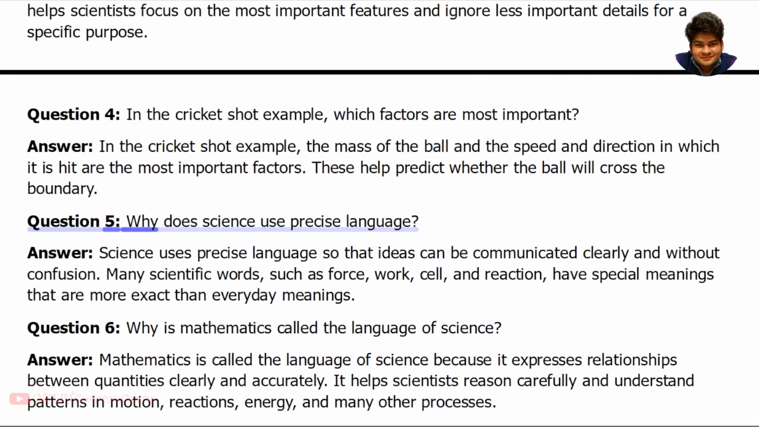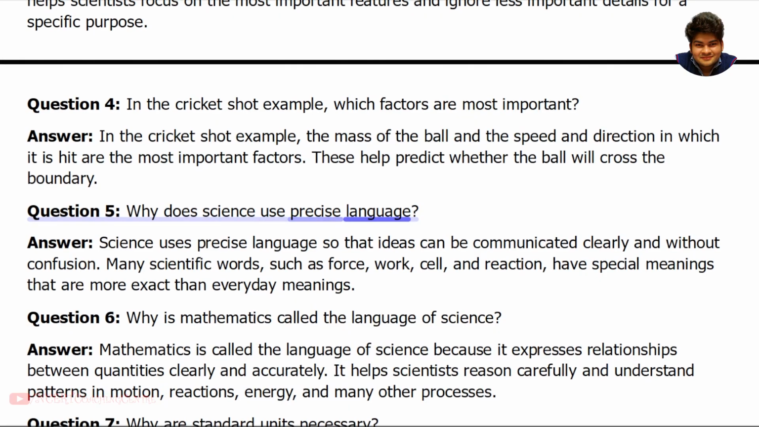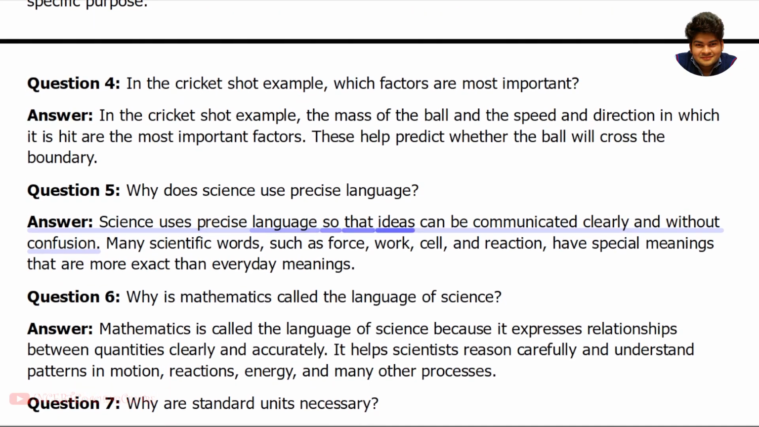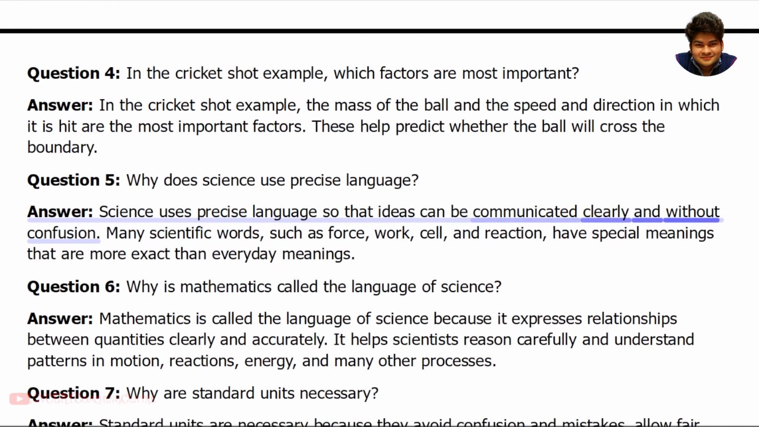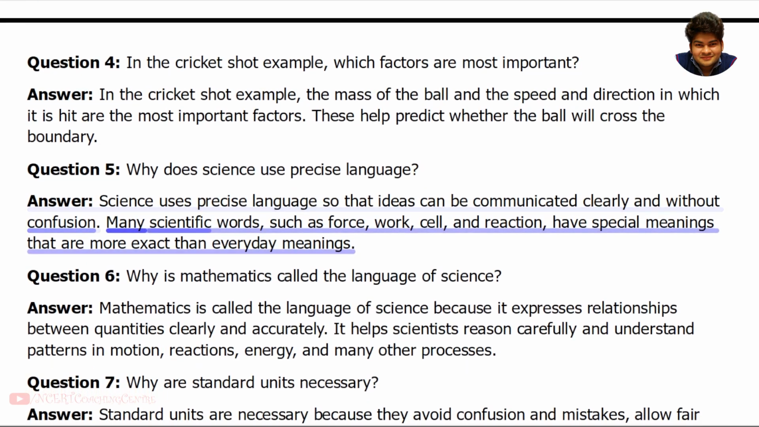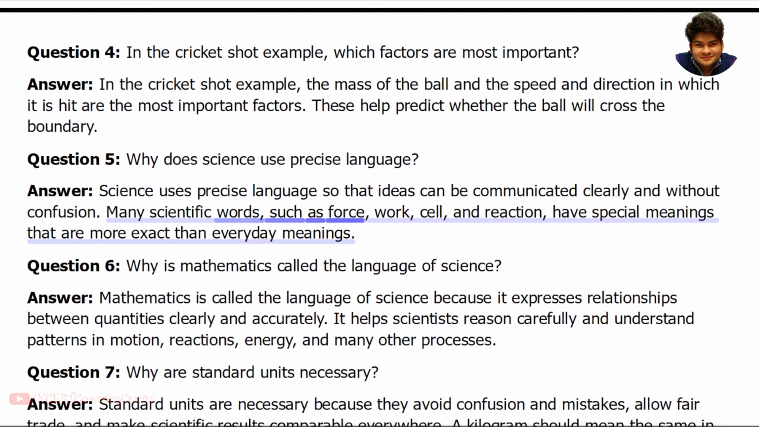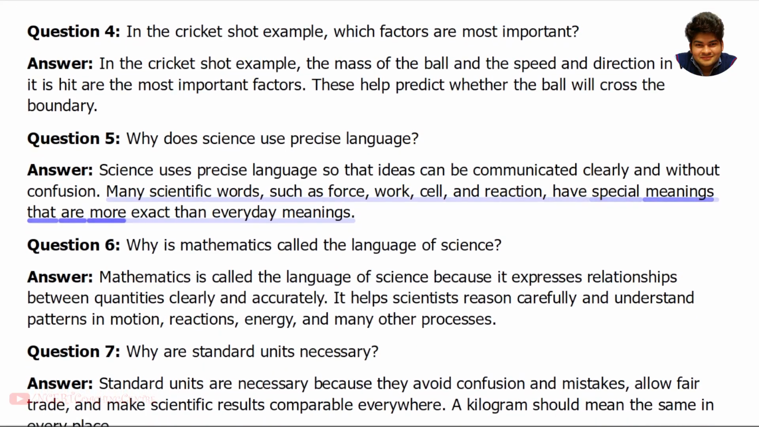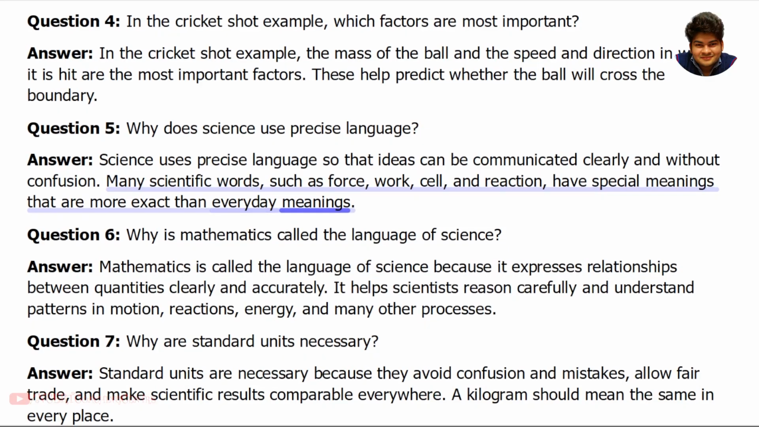Question 5. Why does science use precise language? Answer: science uses precise language so that ideas can be communicated clearly and without confusion. Many scientific words, such as force, work, cell, and reaction, have special meanings that are more exact than everyday meanings.